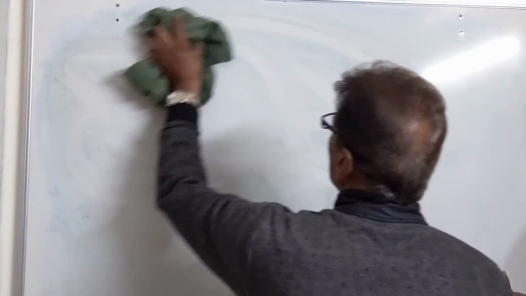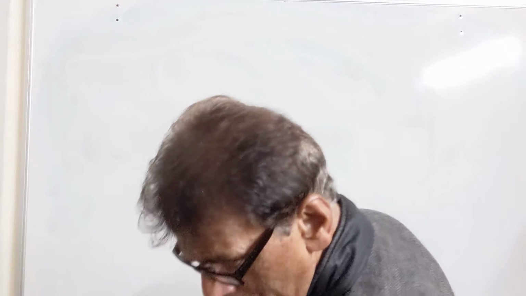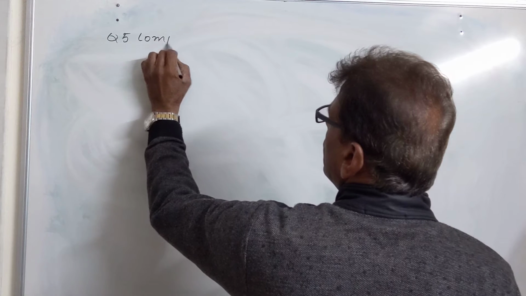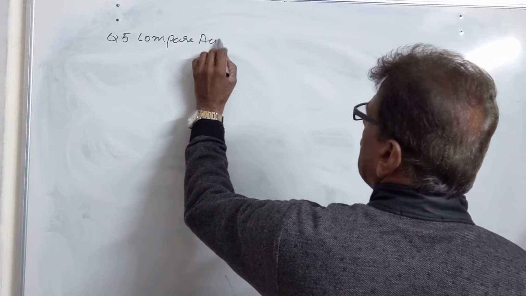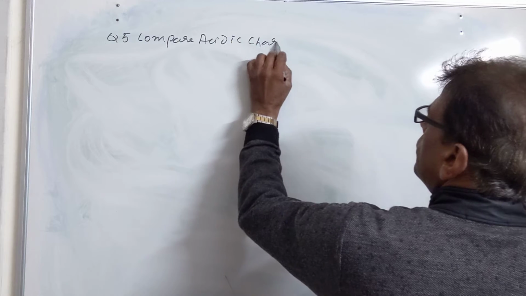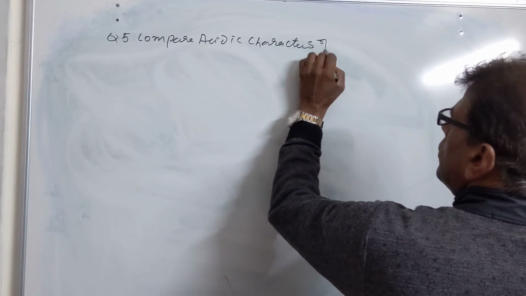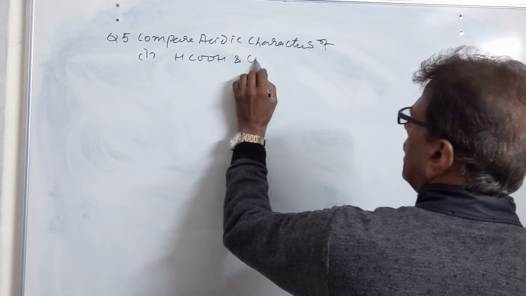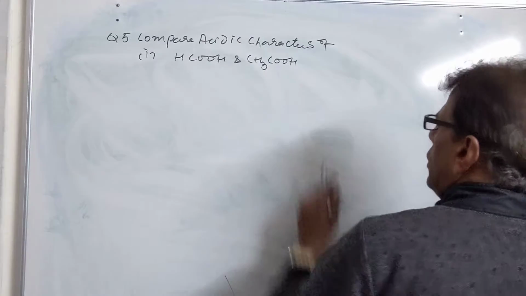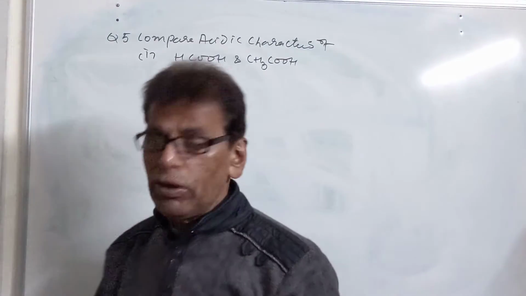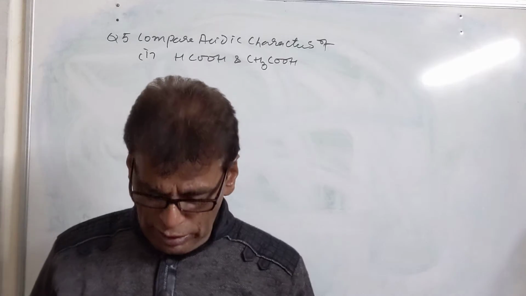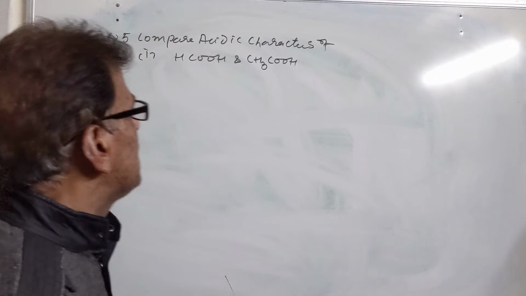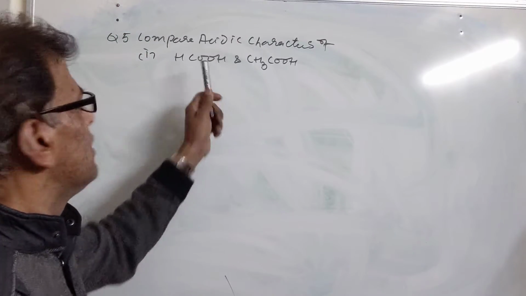Then we have some important questions for comparison of acidic character of carboxylic acids. The question: compare the acidic character of number 1, formic acid and acetic acid. As we know, the acidic character of carboxylic acid depends upon the polarity of the OH bond. In this case, the OH bond is polar. Here it is again polar.